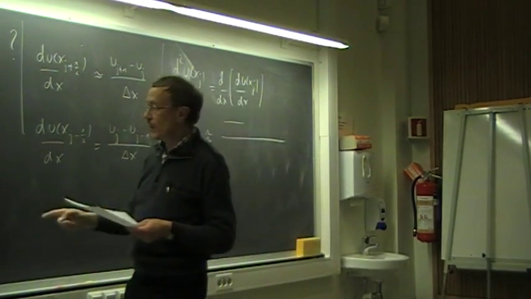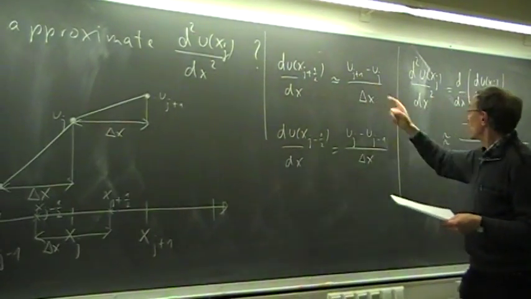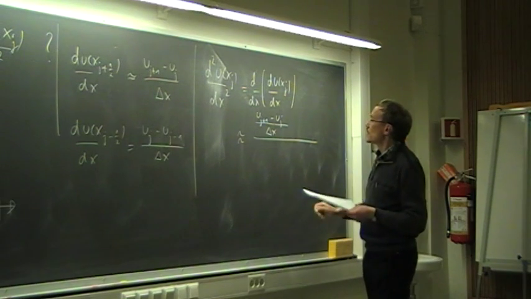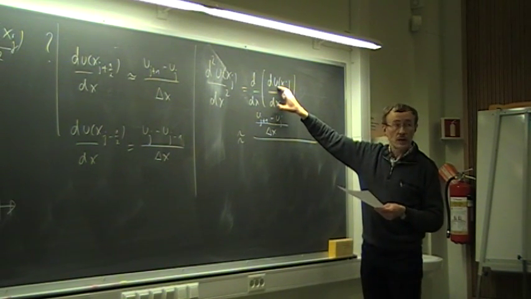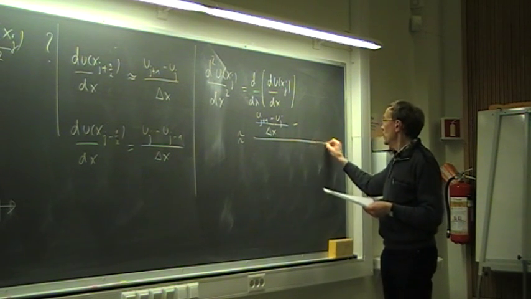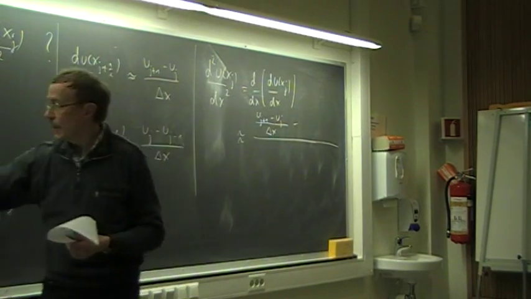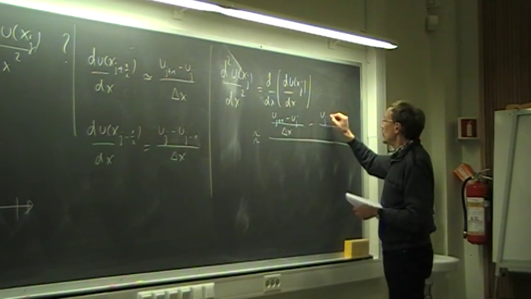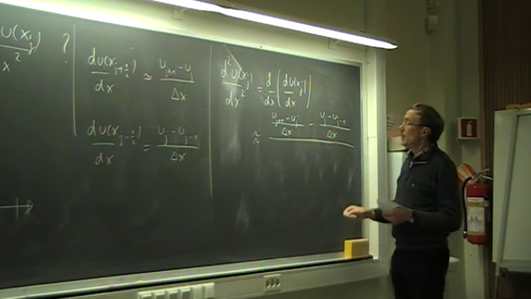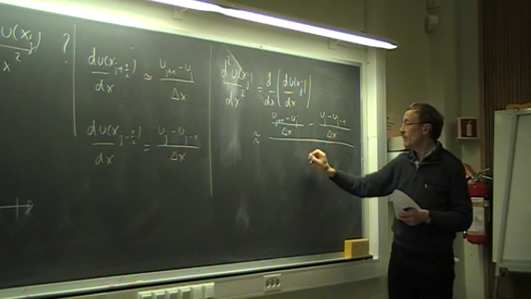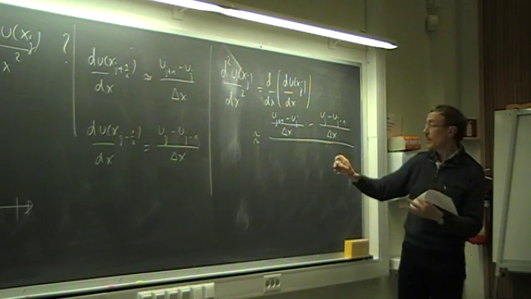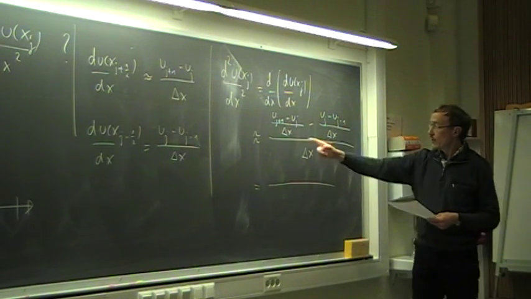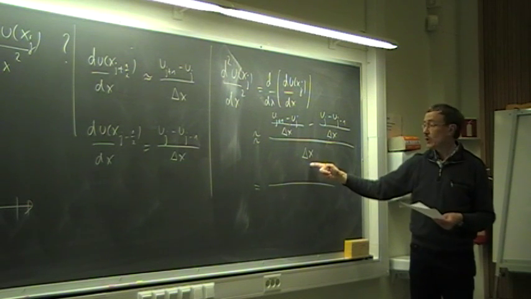So then we take the first one at j plus 1/2 and use this approximation: uj plus 1 minus uj divided by delta x, that is this evaluated at xj plus 1/2, minus the corresponding one at xj minus 1/2, which is uj minus uj minus 1 divided by delta x. Then we have the difference of those, and we have to divide by the distance they are apart, which we have argued is delta x. If we summarize that, we get delta x squared in the denominator.